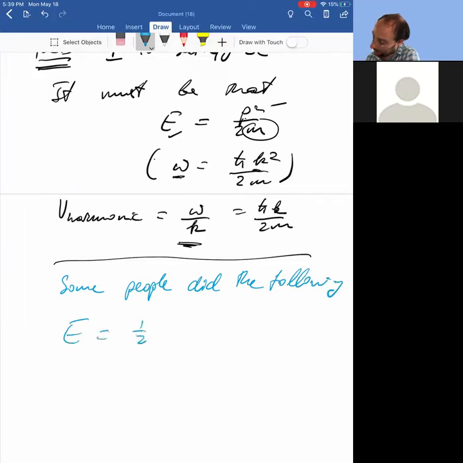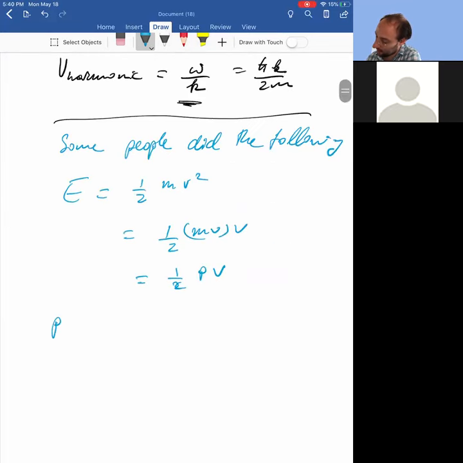They started with E equals 1/2 mv squared. That's 1/2 m times v times v. And they said, aha, this is 1/2 p times v, and p equals h bar k. So they used the quantum p. And then they said, aha, v equals omega over k. And this is where they went wrong. I already kind of gave you a hint why this is wrong, because this is the speed of the wave, which is not necessarily the same as the speed of the particle. But let's proceed to see what happens.